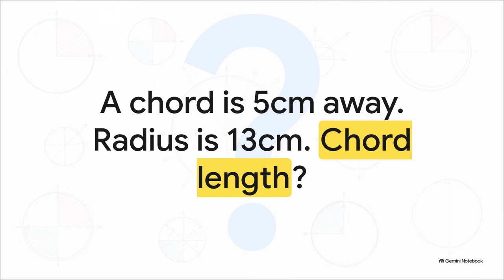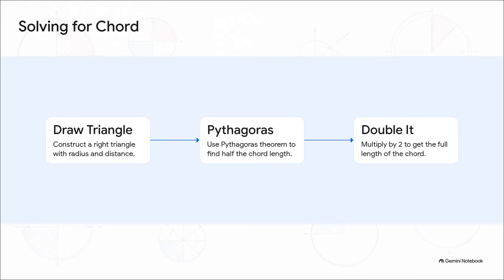This is a classic exam question. You'll see this everywhere. Let's break it down into logical steps. Step 1. Always draw the figure. Draw a line from the center straight down to the chord. That is your 5-centimeter distance. And remember a key property we learned. A line from the center perpendicular to a chord bisects it. Then draw the radius from the center to the end of the chord. That is 13 centimeters. You have just constructed a right-angled triangle.